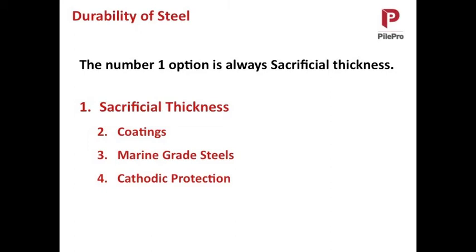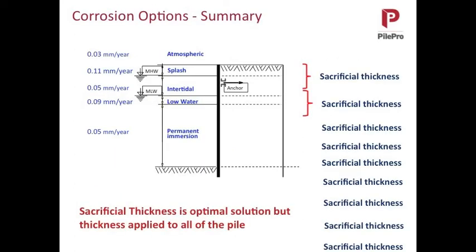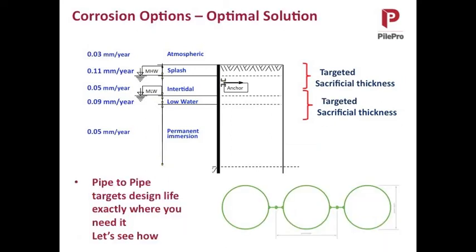Sacrificial thickness is fantastic, except it has one big drawback, and that is you sacrificially protect all the steel, you add thickness everywhere, but you only need it here. You only need it in the splash, in the low water zones, the tidal area on a marine structure, but you're putting it everywhere else. And that's very costly, prohibitive. If you could do just this, you could save a lot of money, and it would be a far more cost-effective option.